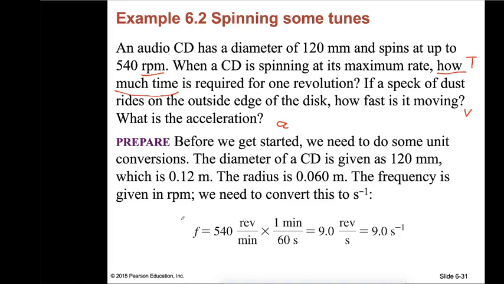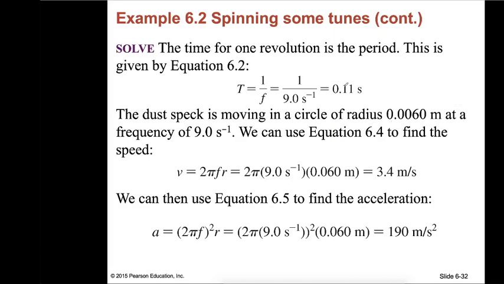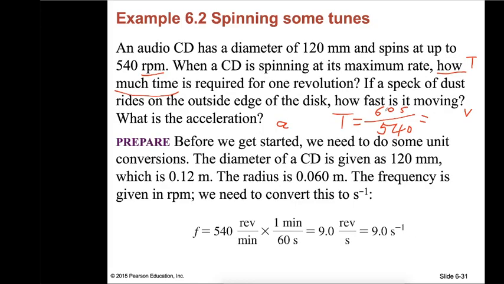Then what we can do is t equals, totally we have 60 seconds for 540 revolutions. Then you use 60 over 540, then you have the time. So using this equation, you can calculate t. So t equals 0.11 second. So the period is 0.11 seconds.